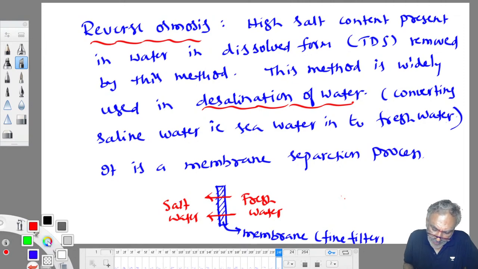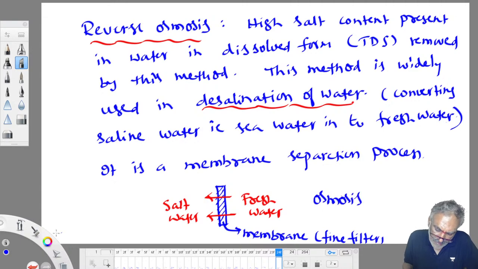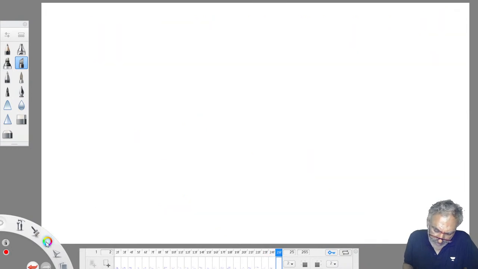Reverse osmosis means reversing the flow direction through the membrane by applying an external force on the salt water side. So during osmosis the flow is natural; in reverse osmosis, we reverse the flow direction through the membrane. So this is a membrane, and this side of the membrane is salt water.